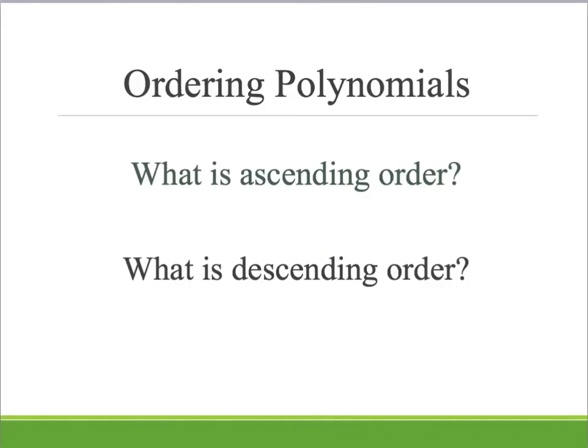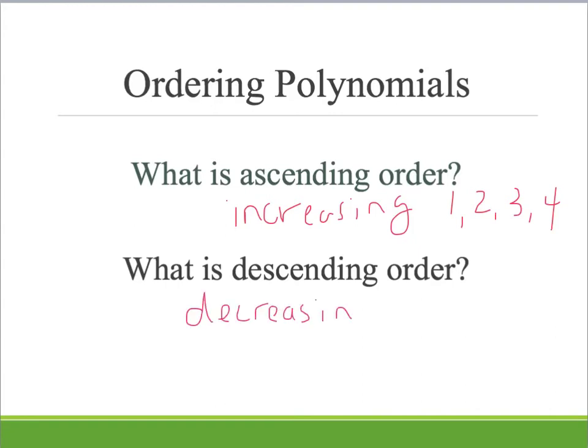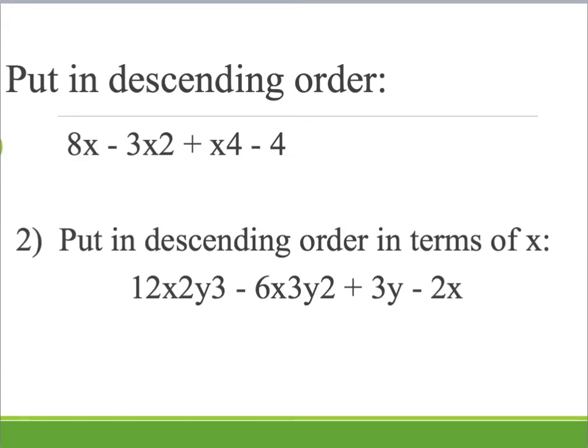When we want to put polynomials in order, we think about what is ascending. Ascending is increasing, like 1, 2, 3, 4. Descending is decreasing, so we're going down, like 4, 3, 2, 1. So let's put these in descending order. I'm going to rewrite them: 8x minus 3x squared plus x to the 4th minus 4.